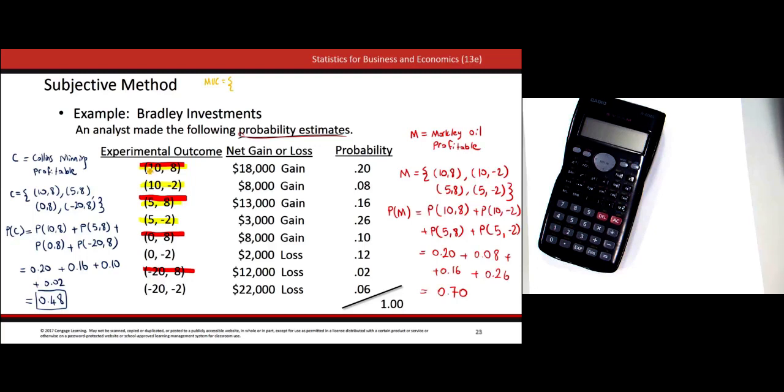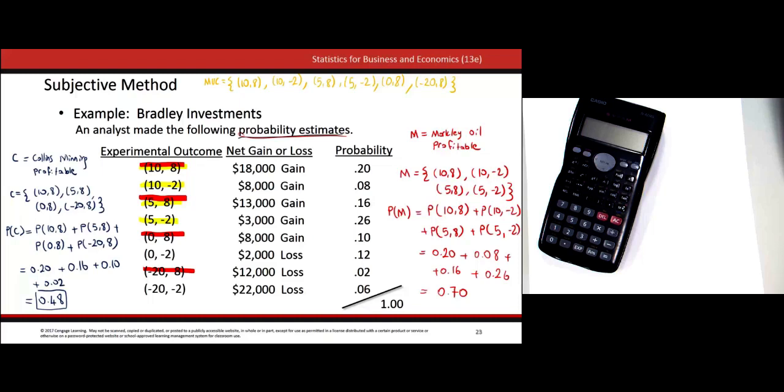We look at the outcomes. 10, 8, they're both profitable, so this should be here. 10, negative 2, Markley profitable, should be here. 5, 8, both profitable, should be here. 5, negative 2, Markley profitable, should be here. 0, 8, Collins profitable, it should be here. Negative 20, 8, Collins profitable. This is M union C.